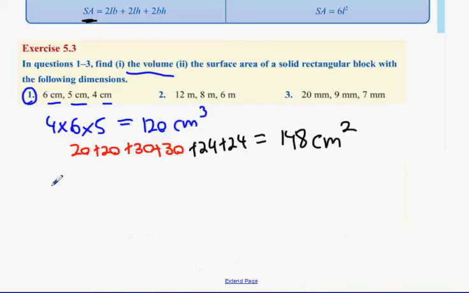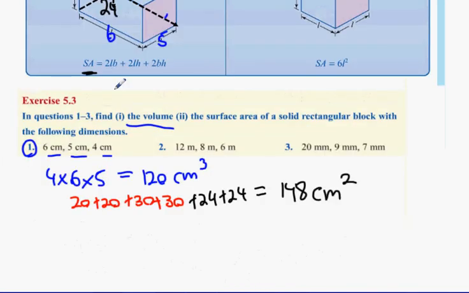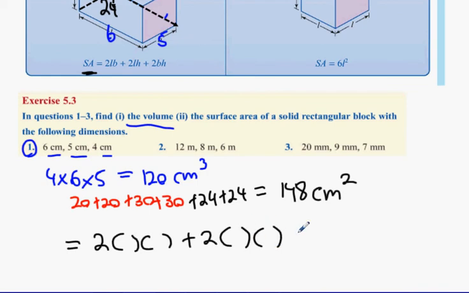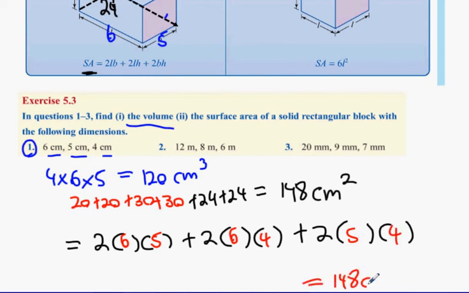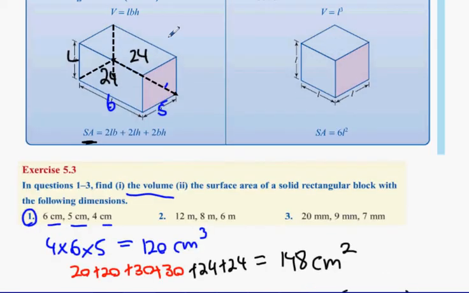Another way of doing that is using the formula here. Once again, this formula is not in your notes. It's going to be 2 times length by width, plus 2 times length by height, plus 2 times breadth by height. So all you have to do is this: 2 times 6 by 5, 2 times 6 by 4, 2 times 5 by 4, and you'll also get 148 centimeters squared. You can use the formula, or I generally do it this way. I generally just work out each side individually. I prefer it that way. I don't have to learn it off then.